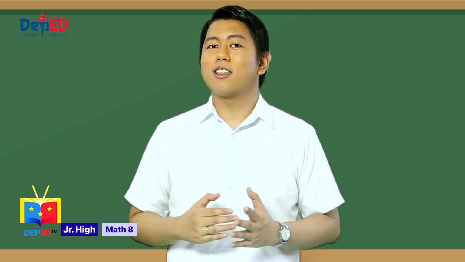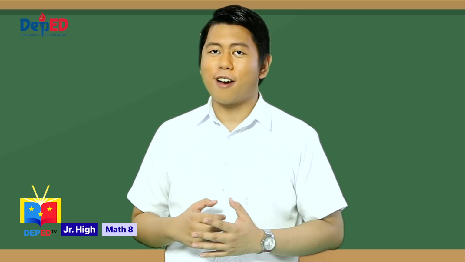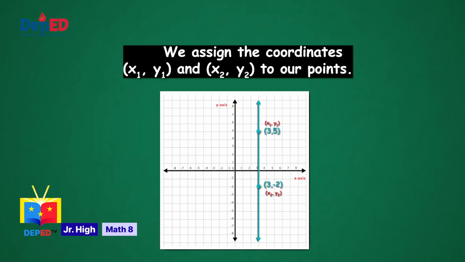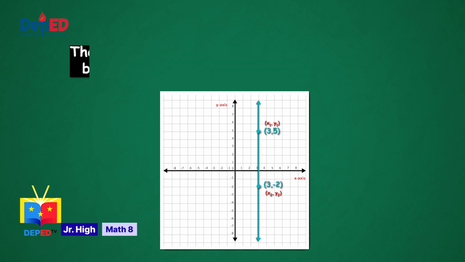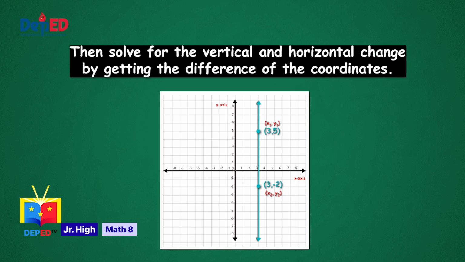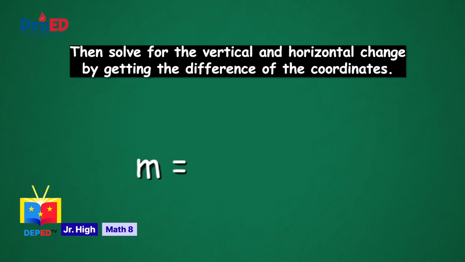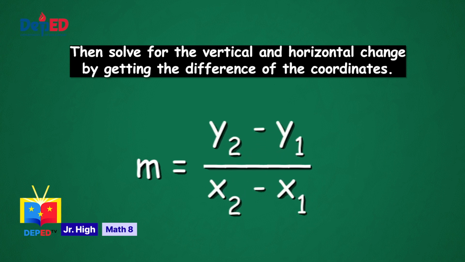We can also find the slope given 2 points without the graph. We assign the coordinates x sub 1, y sub 1, and x sub 2, y sub 2 to our points. Then solve for the vertical and the horizontal change by getting the difference of the coordinates, or m equals y sub 2 minus y sub 1 all over x sub 2 minus x sub 1.